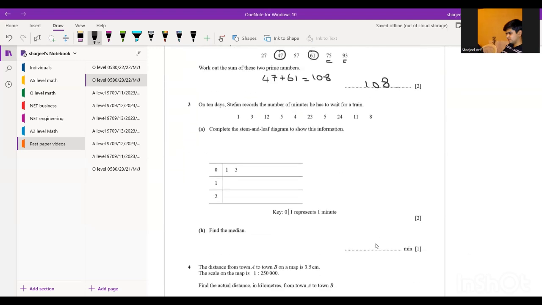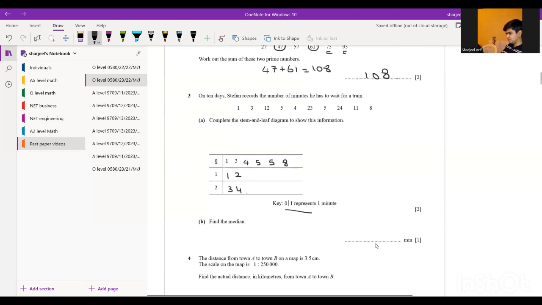Question number 3 is about a stem and leaf diagram. We have the key already given. Complete the stem and leaf diagram to show this information. We have 0, 1. So 0 is our stem number, that is already given. 0, 1 is already given, 0, 3 is already given. So the next number would be 4. We have two values of 5, 5, 5, then 8. Then we have 11, 12. Then we have 23 and 24. So this is how you can represent the values on the stem and leaf diagram.